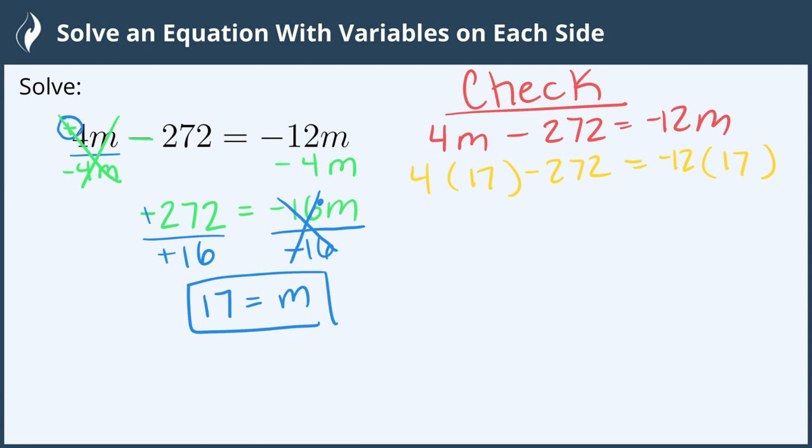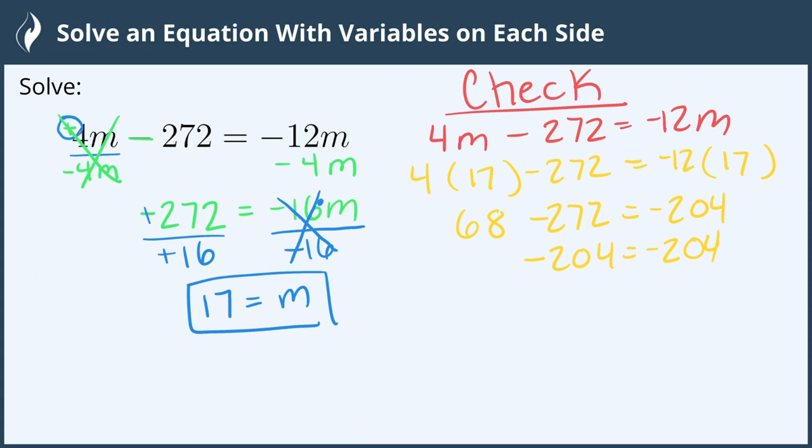Using the order of operations, we need to multiply first. 4 times 17 is 68 minus 272. And negative 12 times 17 is negative 204 in my calculator. On the left-hand side, 68 minus 272 in my calculator gives me negative 204, which does equal negative 204.